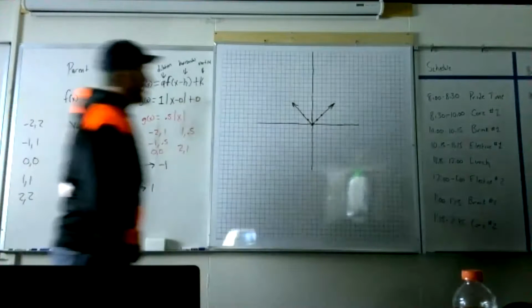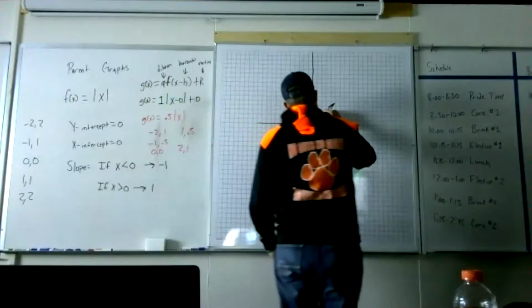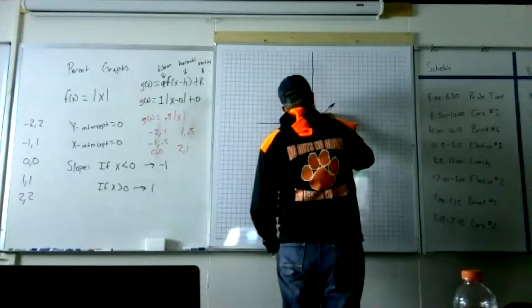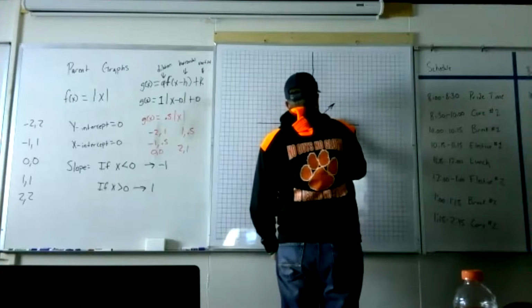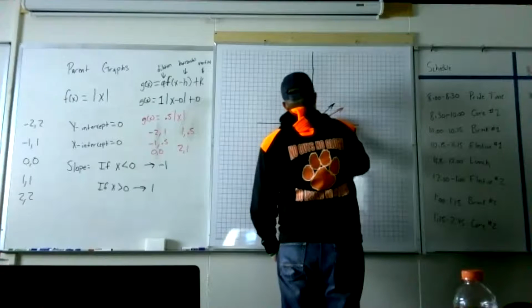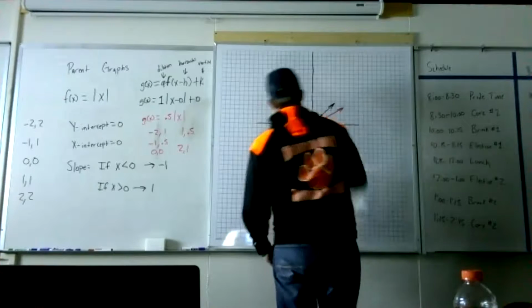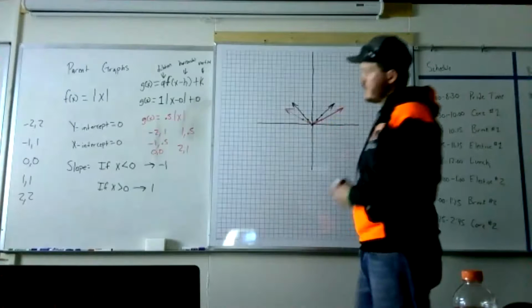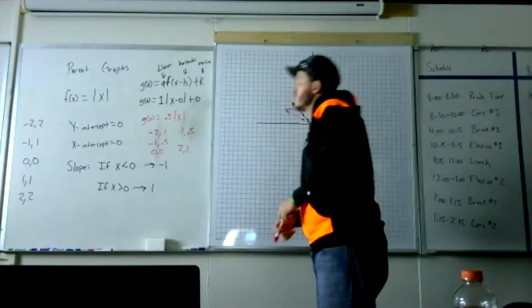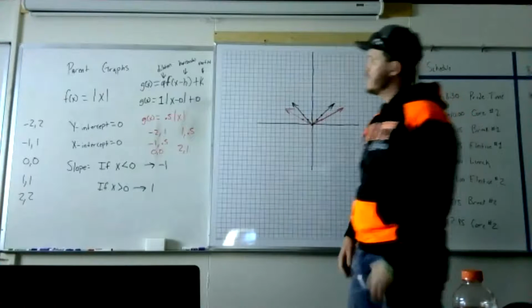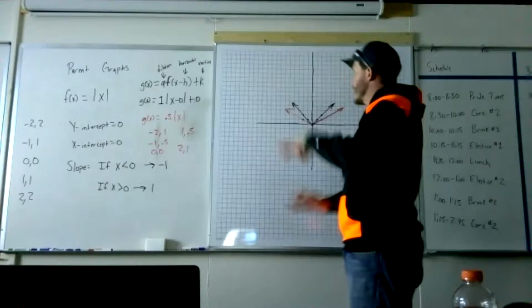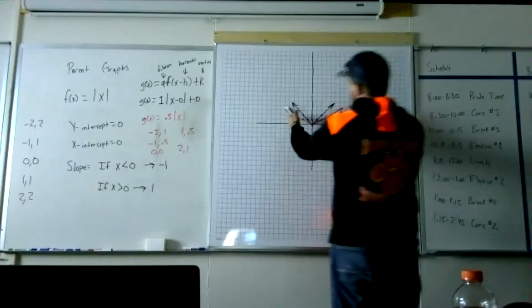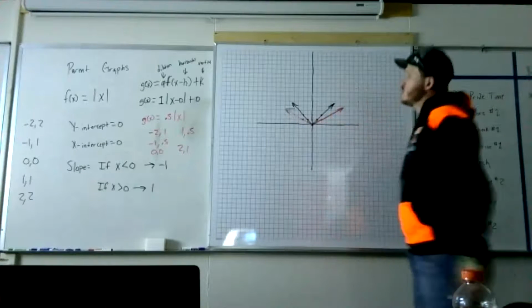Okay, and looking at that graph, it's going to look something like this. And that's because our dilation factor, since it was 0.5, has really compressed that graph down. So it makes it look a little bit more obtuse.